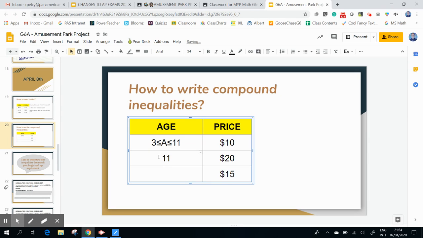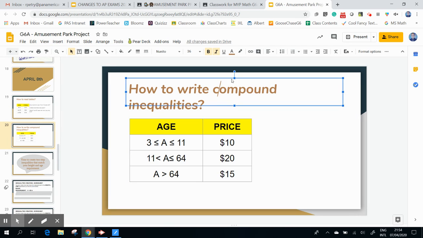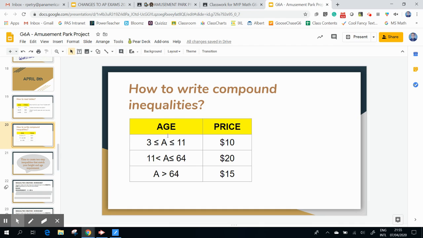When I don't want to use the symbol, remember the symbols that don't have the equal sign are on your keyboard over the comma or over the dot. So I can use them here. 64, and then age is greater than 64. So I can use this on my keyboard, okay? The ones that are less than or equal to or greater than or equal to, I have to use insert, special characters, or symbol, depending on your Google Doc or your slides, okay? And then this is for you to write it.